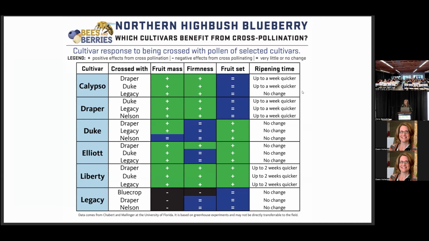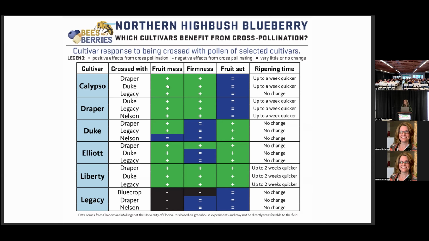It just shows qualitatively if we saw a gain, a decrease, or a decline when we cross-pollinate various cultivars listed in this column with other cultivars of northern highbush blueberry. So you'll see, if you look at the positive green, that for variables like fruit mass, firmness, fruit set, and ripening time, we often saw benefits when we cross-pollinated these northern highbush blueberry cultivars. But a little word of warning, this was done in a greenhouse with young plants.